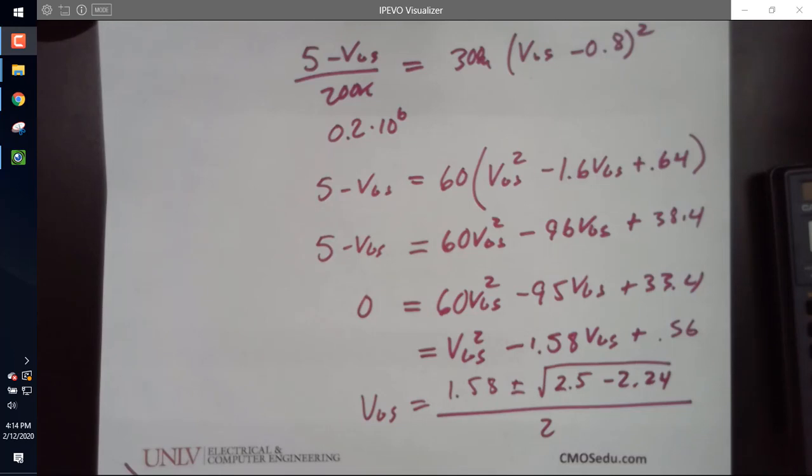Which one is it? Plus or minus? Why? It's plus. Why?